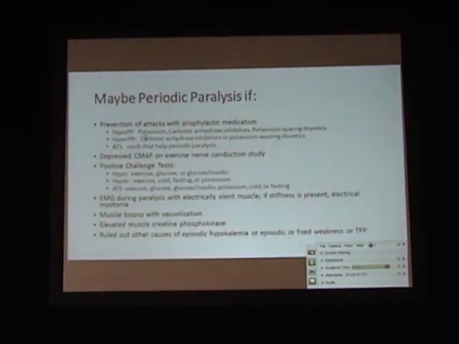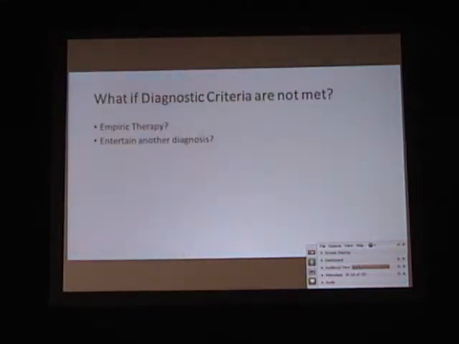Maybe it's periodic paralysis. So here's where all these tests may help. If some of those tests that I described, the McManus test, the challenge test, EMG, biopsy, etc., are positive, maybe you have it, but maybe you don't have the standard diagnosis. And so what do you do if the criteria are not met? Well, entertain another diagnosis is the natural thing.